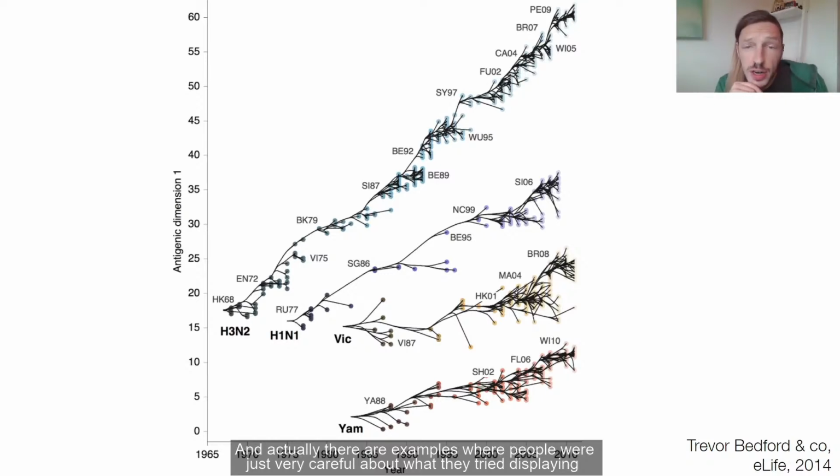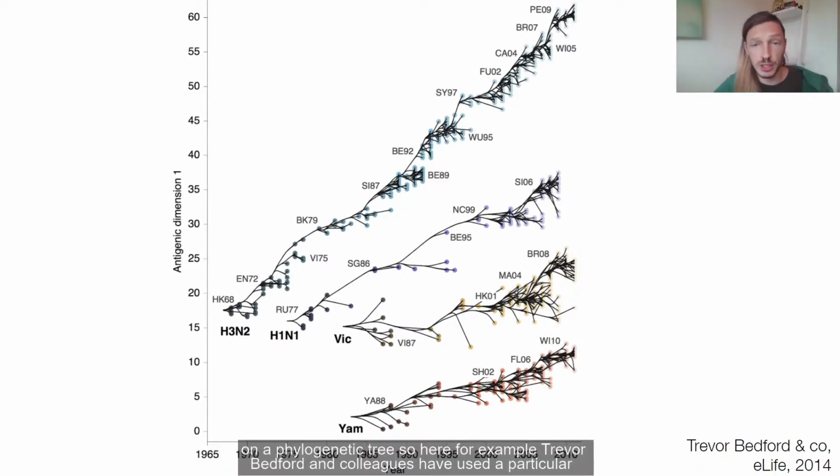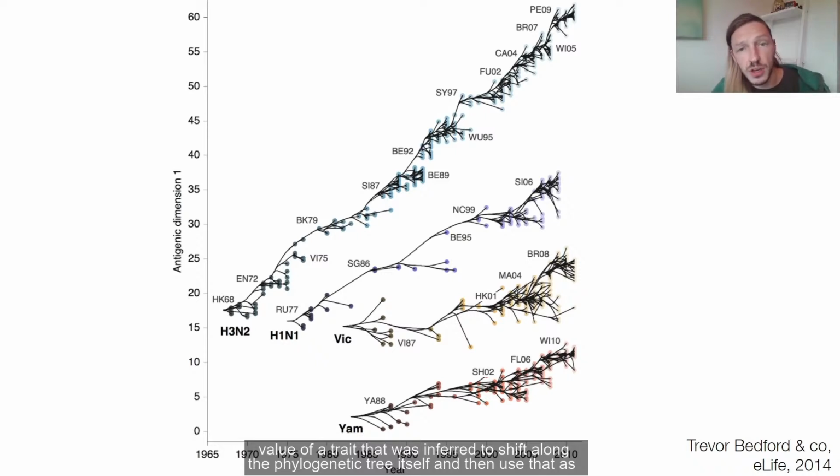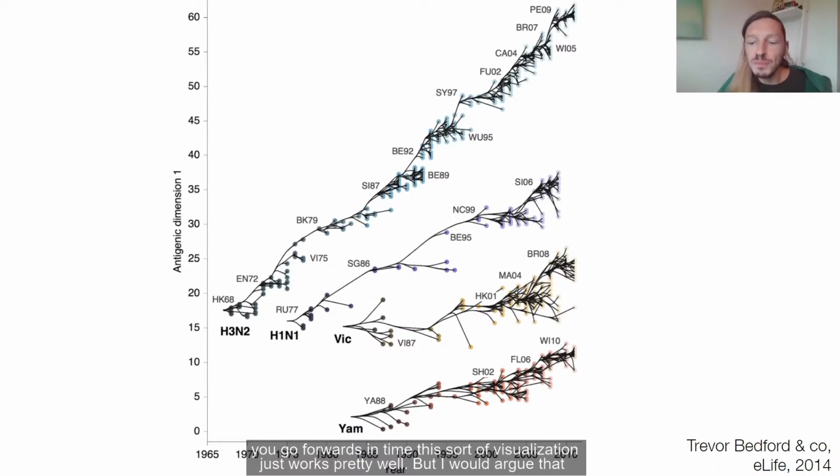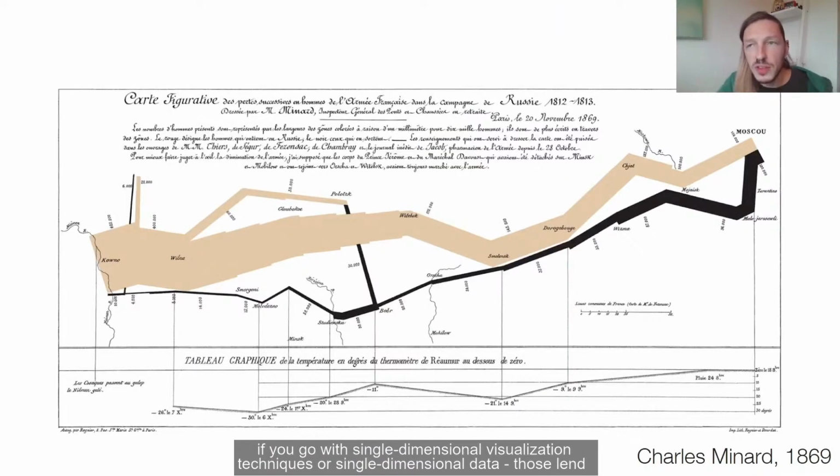And actually, there are examples where people were just very careful about what they tried displaying on a phylogenetic tree. So here, for example, Trevor Bedford and colleagues have used a particular value of a trait that was inferred to shift along the phylogenetic tree itself, and then use that as the y-axis with time being on the x. And because this particular trait value is ever increasing as you go forwards in time, this sort of visualization just works pretty well.